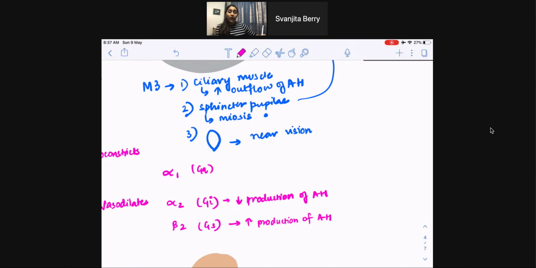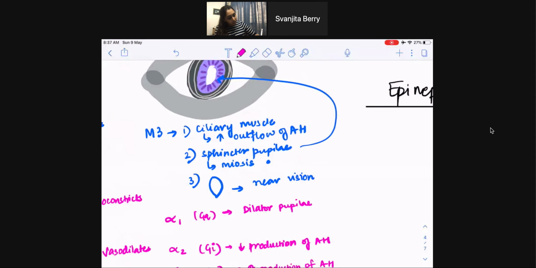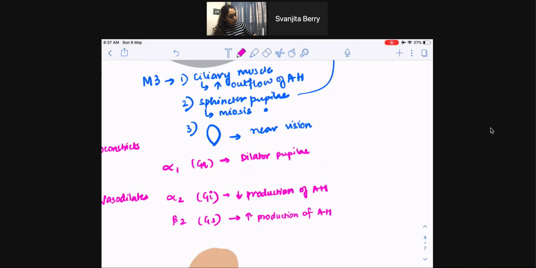And then coming to alpha 1, remember it's Gq, so it's going to contract a muscle, right? The muscle it contracts here is my dilator pupillae, which is this muscle here, the outer muscle. And remember that when the dilator pupillae contracts, it dilates your pupils. It's called mydriasis.